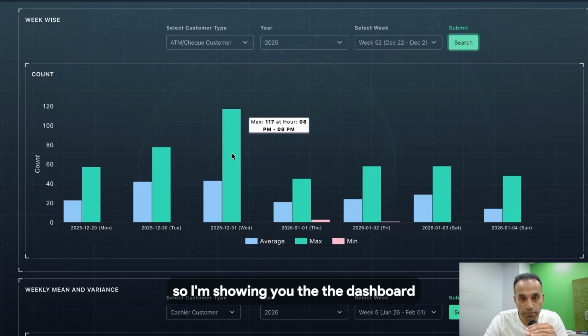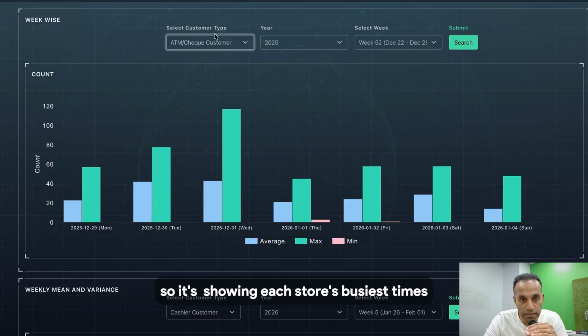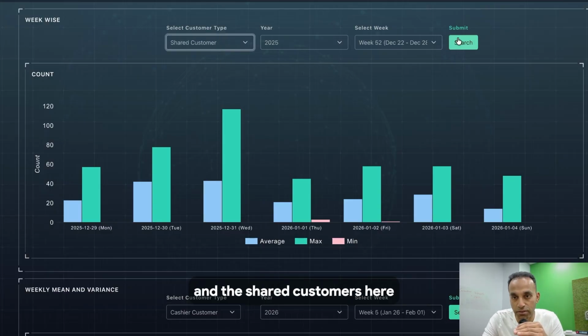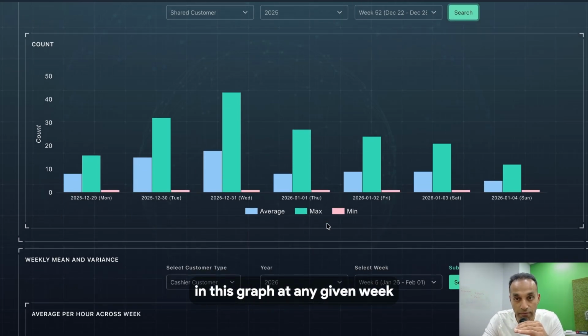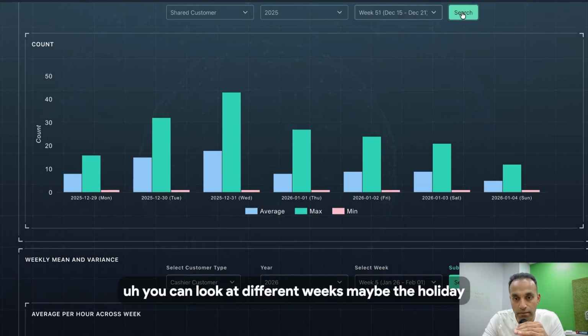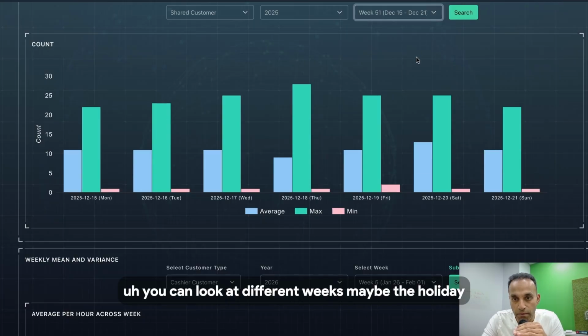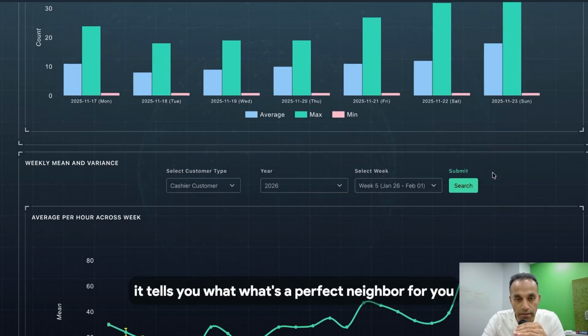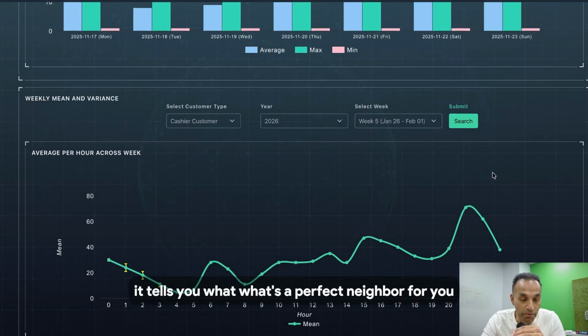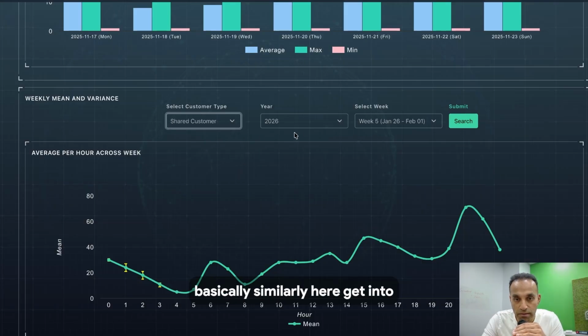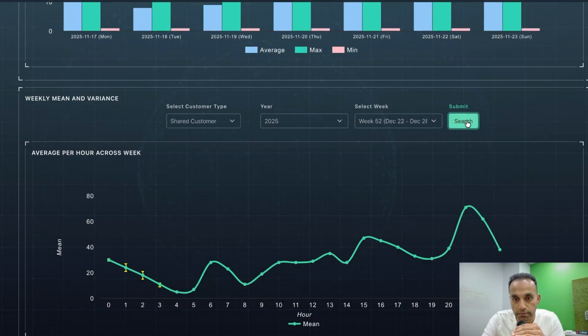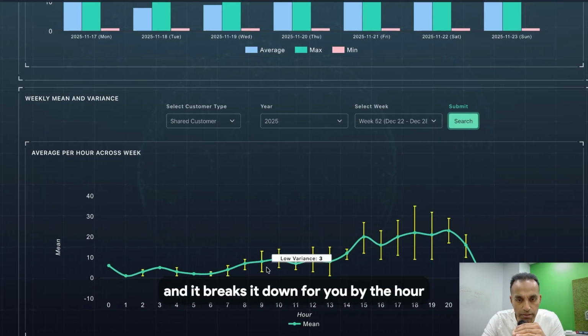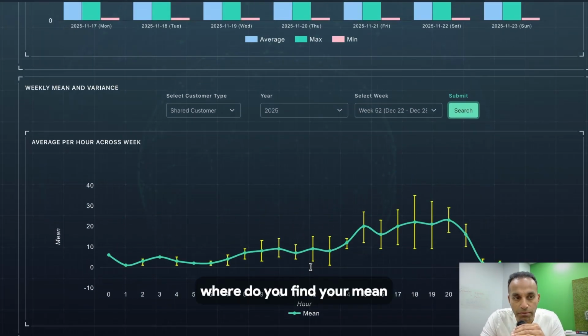So I'm showing you the dashboard. It's showing each store's busiest times and the shared customers here in this graph at any given week. You can look at different weeks, maybe the holiday. Let's get into November. And yeah, it tells you what's a perfect neighbor for you, basically. Similarly here, get into last year, 2025. And it breaks it down for you by the hour.